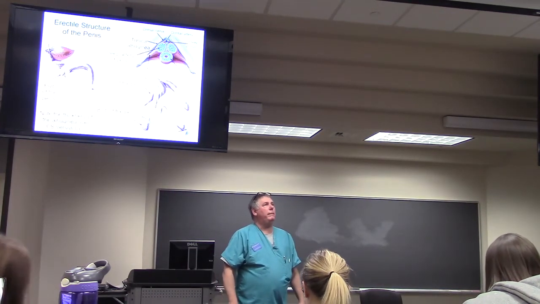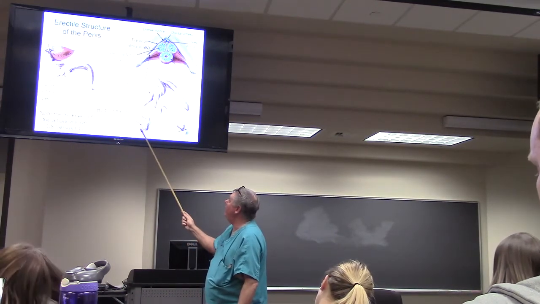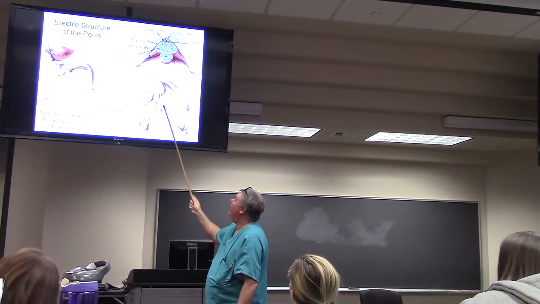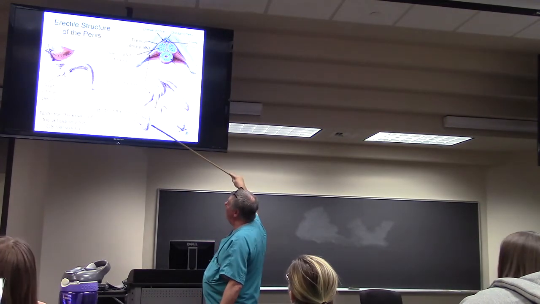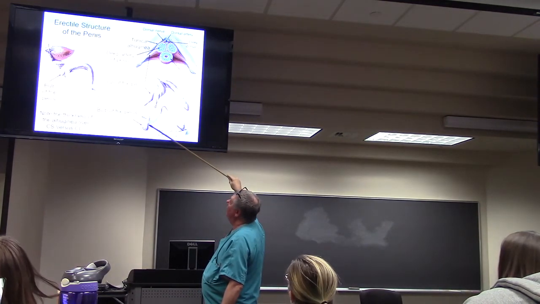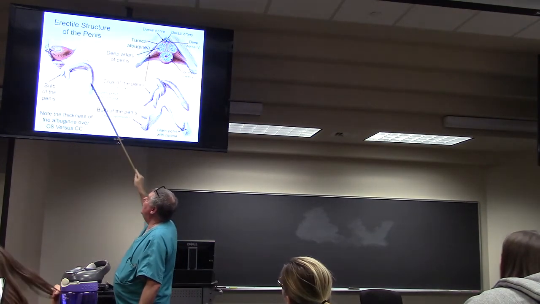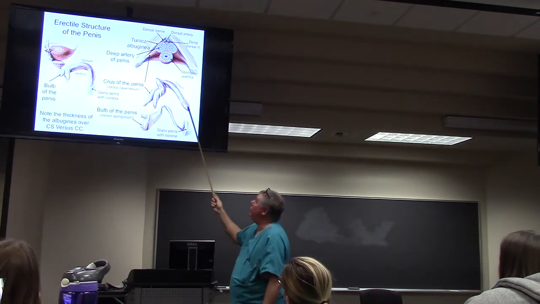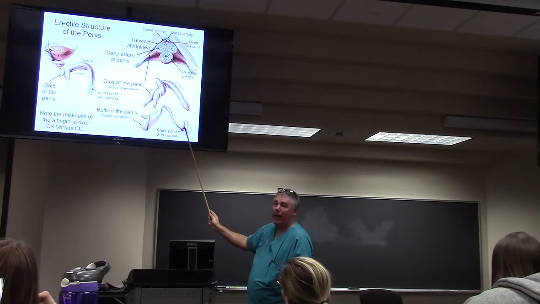The structure of the penis, the erectile structure: if you take this bulb, this is the corpus spongiosum here, and you take the two crura and drop them down onto there, then that's what it looks like here. The heads of the two corpus cavernosum fit into the back of the glans right here.